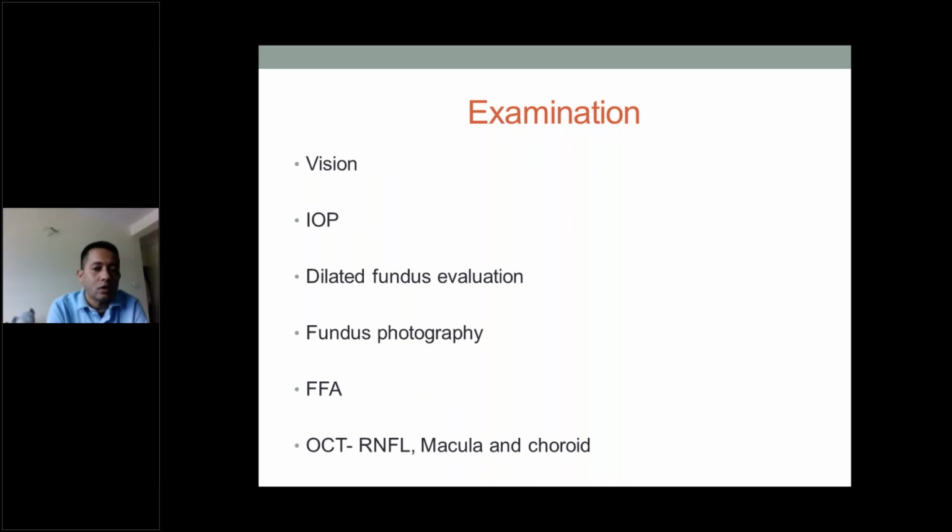So examination is nothing new. We do just the regular vision, best corrected vision, intraocular pressure. Most of the time vision is unaffected. Only in grade 3 and grade 4, when the macula is involved, do you see change in the vision.